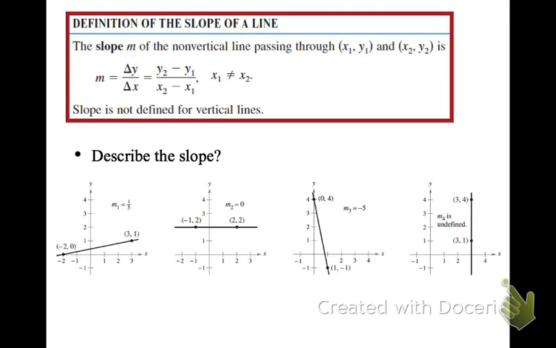The slope of M is the non-vertical line passing through x1, y1. That's just the technical definition. Slope is right there, guys. Delta, the triangle, means change of y over change of x: y2 minus y1 over x2 minus x1. Not new. You've been doing that since Algebra 1.